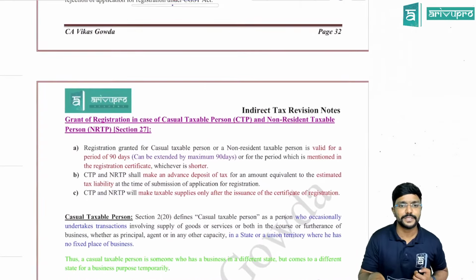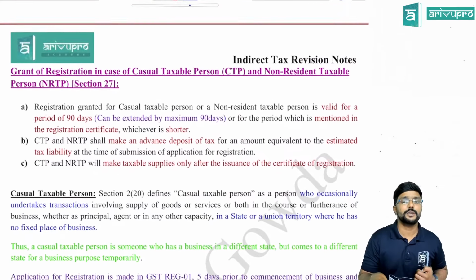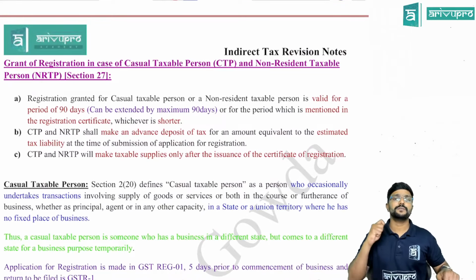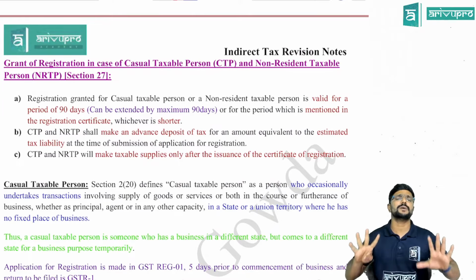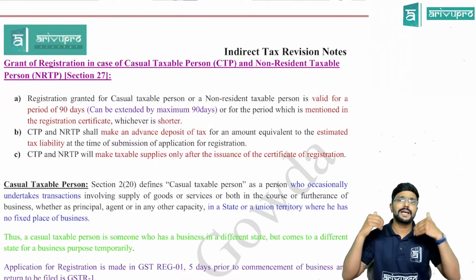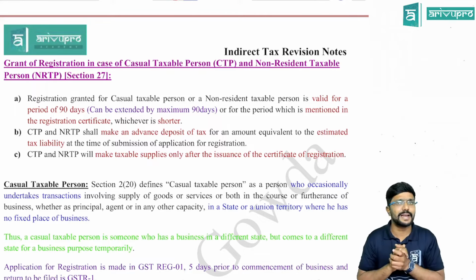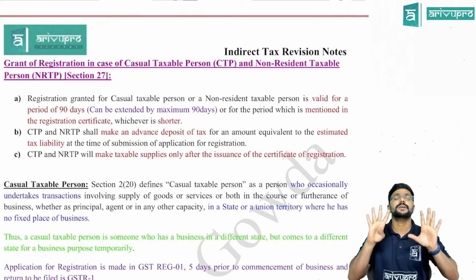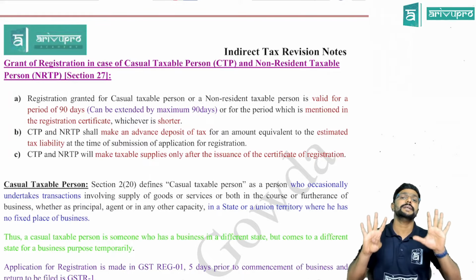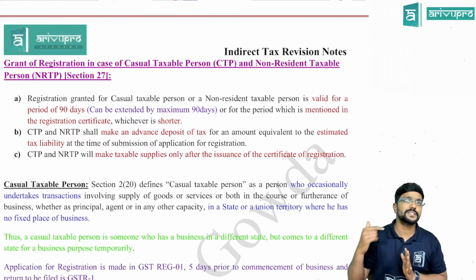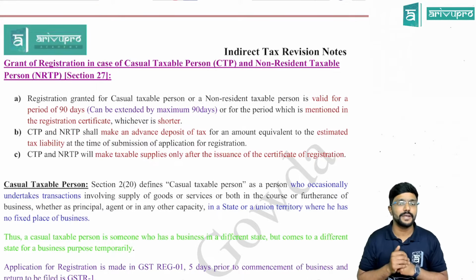Then coming back to section 27, section 27 says registration will be granted to a casual taxable person or non-resident taxable person for a maximum of 90 days. If they are asking for less than that, then registration will be granted only for that much, or maximum 90 days, which can be further extended by another 90 days maximum. But for extension, GSTR 11 has to be filed by them.